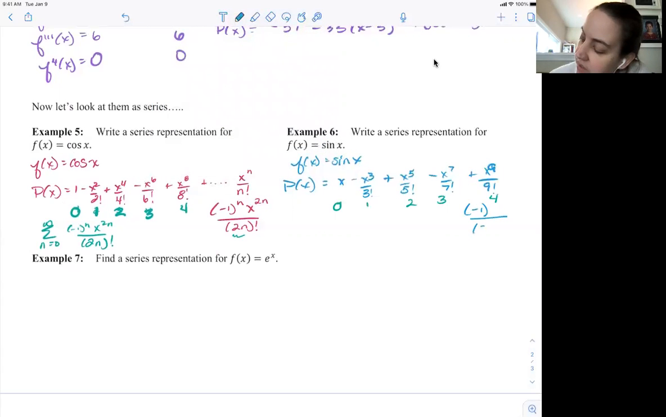So this would be a 2n plus 1 factorial, x to the 2n plus 1, n equals 0 to infinity. Now, you want to make sure that you get the correct sign. So if I'm on the first term, that should be a negative. If I'm on the second term, I want it to be positive. So the second term is 2. -1 squared is a positive. So I think we've got it.